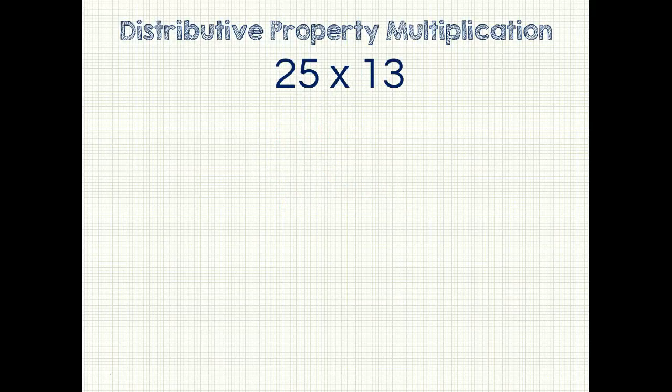Now let's tackle multiplication with two two-digit numbers. The first problem is 25 times 13. First, we need to decompose both factors. 25 decomposes into 20 plus 5, and 13 decomposes into 10 plus 3. Now, here's where it can be tricky. I like to draw arrows so that I don't forget any products.